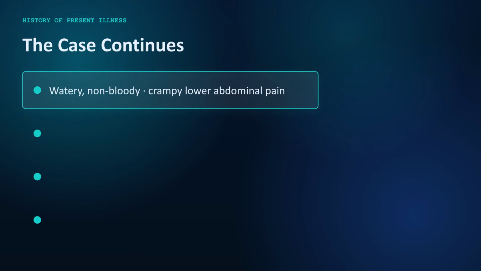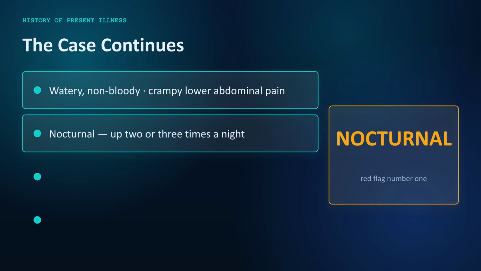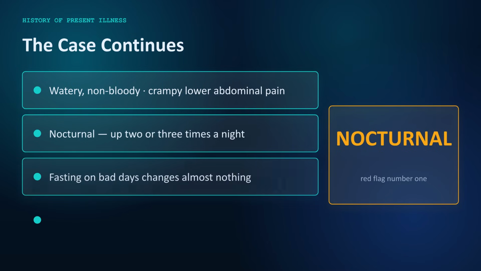Let us fill in the history. The stools are watery and non-bloody. There is crampy lower abdominal pain that eases after she goes. The diarrhea does not spare her at night. She is up 2 or 3 times. She has tried skipping meals on bad days, and it makes almost no difference. Hold on to that detail. Whether diarrhea improves with fasting is a genuine diagnostic test.